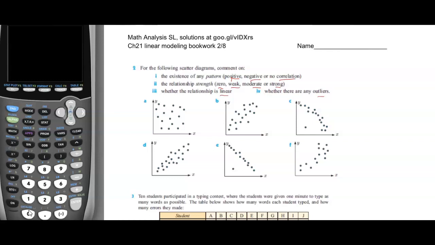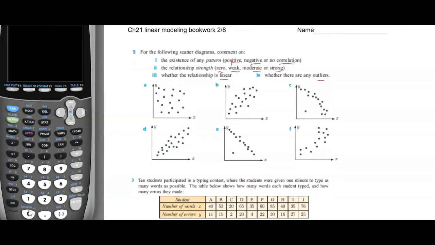Okay, so let's go through all these and look to see if they're positive or negative first. So this looks like no correlation. This maybe is positive. This maybe is negative. Positive. This is definitely negative. Positive.